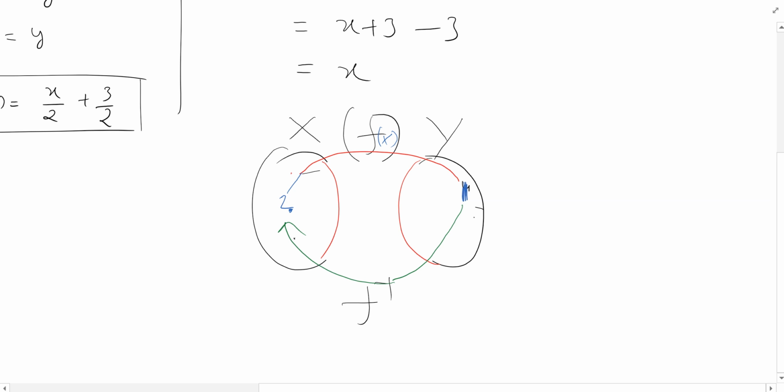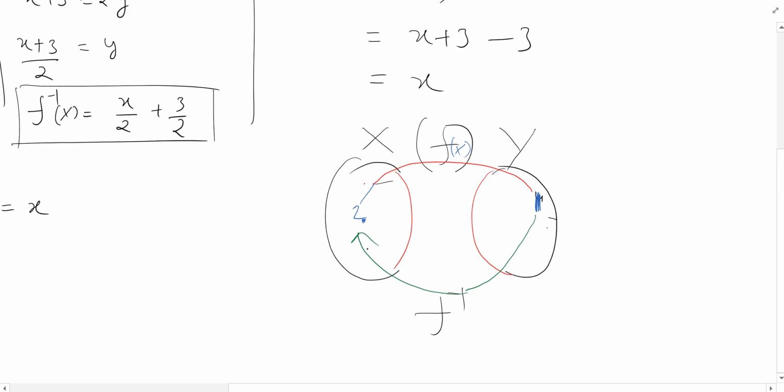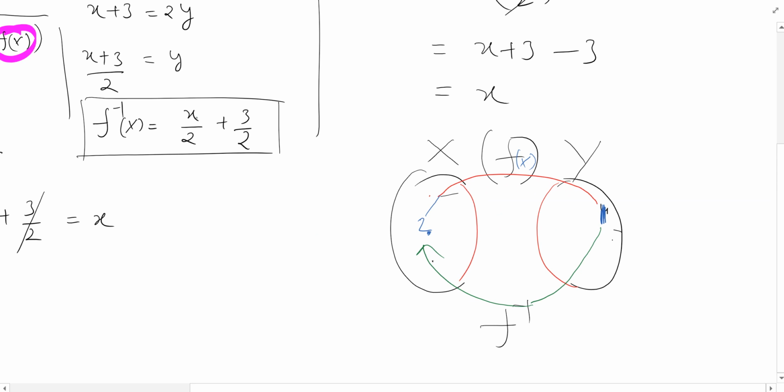Let's check this out. So I substitute 1 in f inverse. So 1 goes in here. 1 over 2 is 1 half. 1 half plus 3 over 2 is gonna equal 4 over 2, which is 2, right? So we got 2 back. So f of x is bringing 2 to 1, and f inverse is bringing it back to its original value.